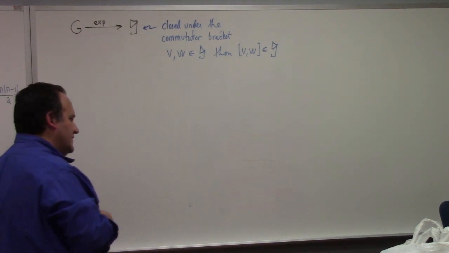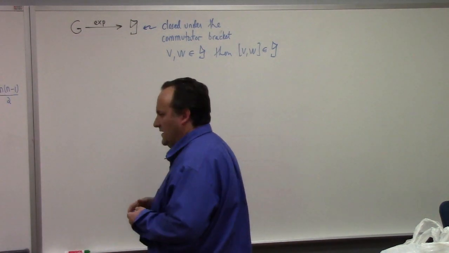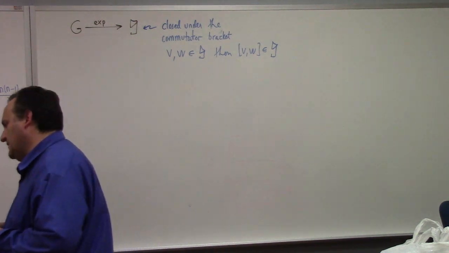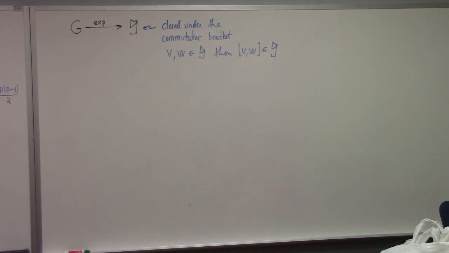Sorry, this angle of thinking about things kind of snuck up on me. I don't know if I've thought about this before, or not recently anyway. I usually think the other way around. I think about if I'm given a Lie algebra, how can I define a Lie group?